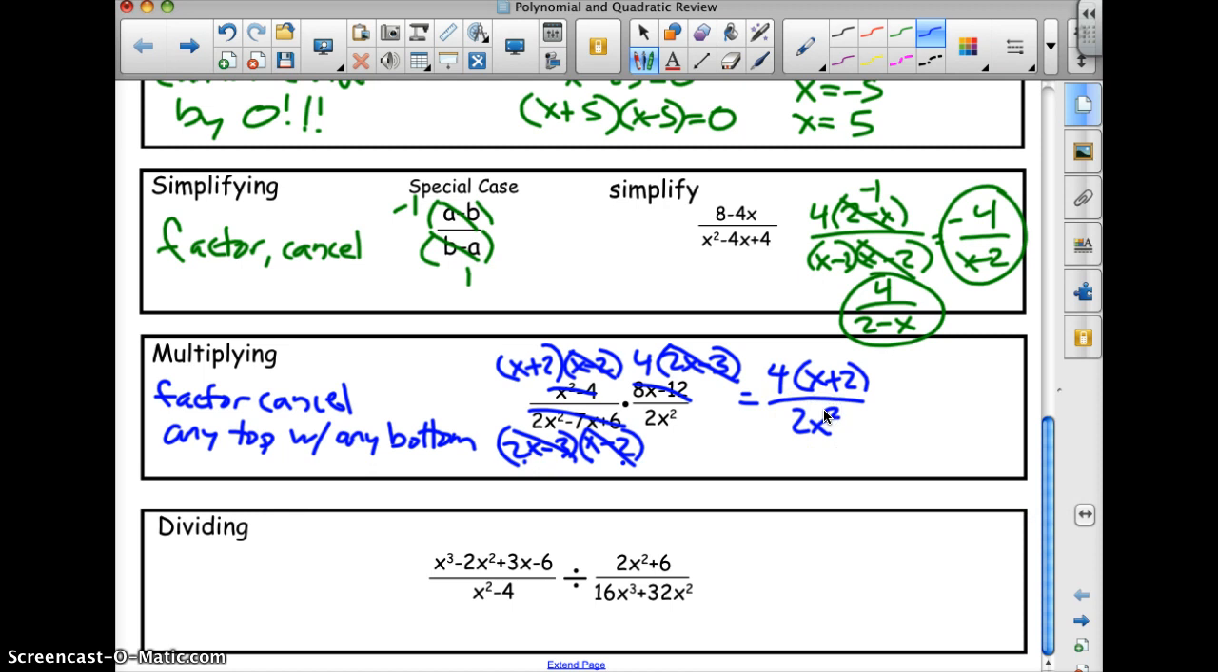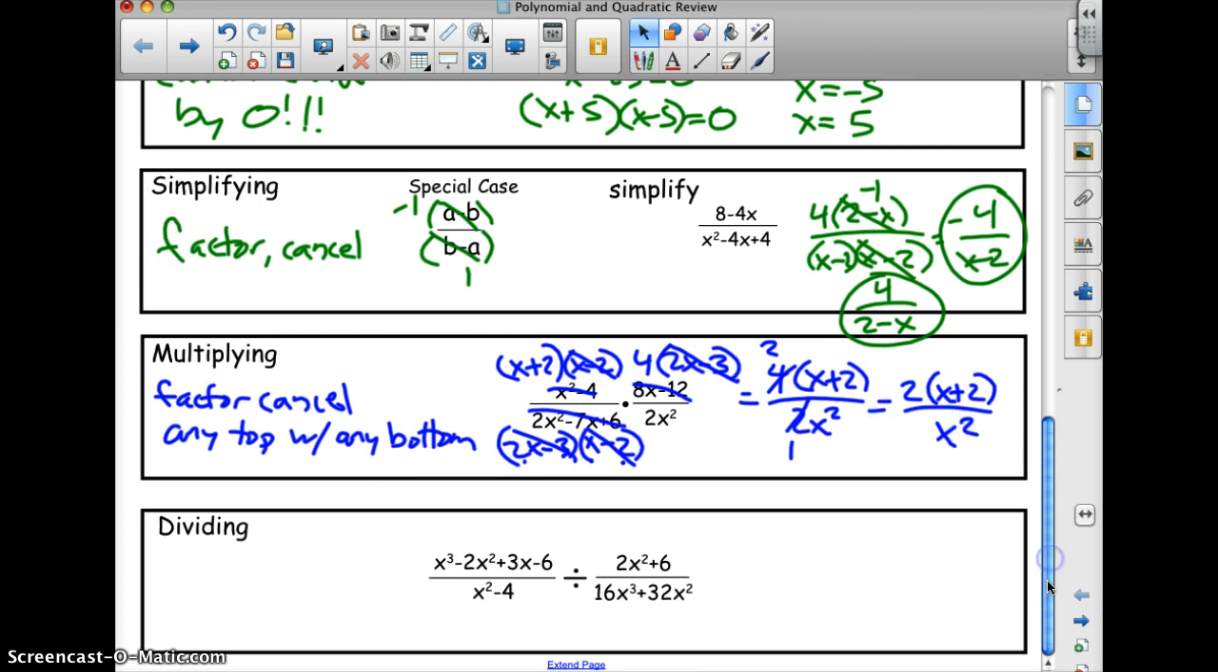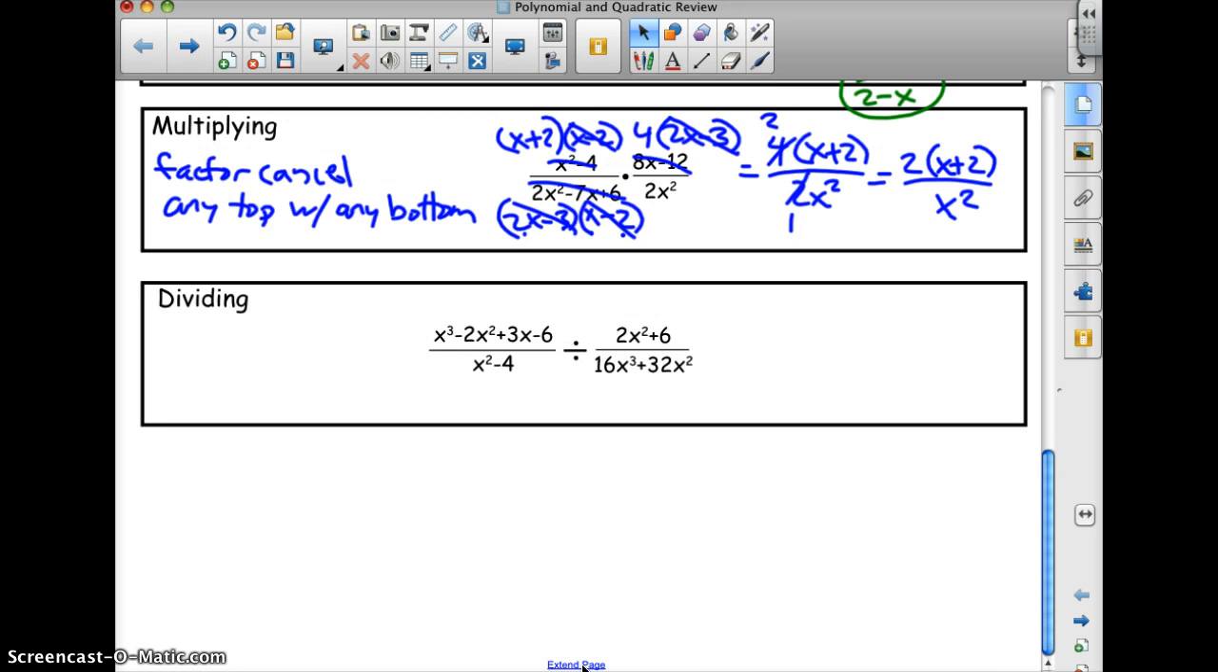I want you to stop and double check now: is there anything I missed? And hopefully you'll see, yeah, I could have canceled the 2 and reduced that to a 2. So it's 2 times (x plus 2) all over x squared. And if you want to distribute there, you can, but you don't have to. Don't if you don't have to. Just invite yourself to make a silly mistake.